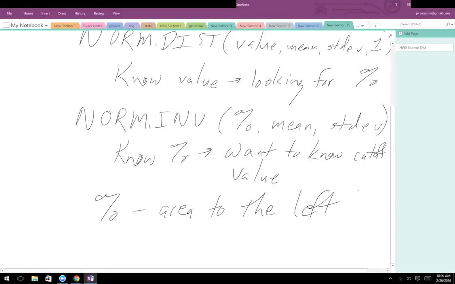Like if you know the value and you want to know the probability you're greater than that value, you do the NORM.DIST, that'll give you the probability of less than, and you go 1 minus. Other way around, if you want to know the top 5%, instead of putting top 5% in here, top 5% is the same as bottom 95%. So you put in 95% into that. Okay, so that was the first two-thirds of it.